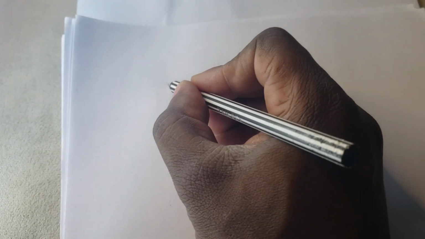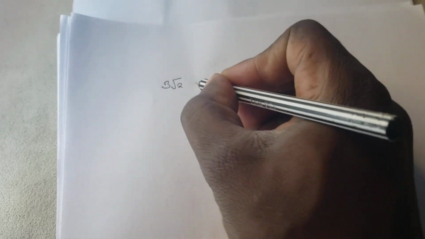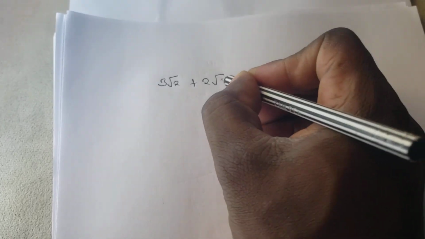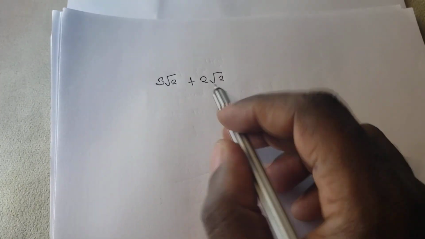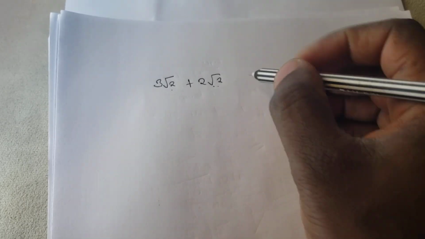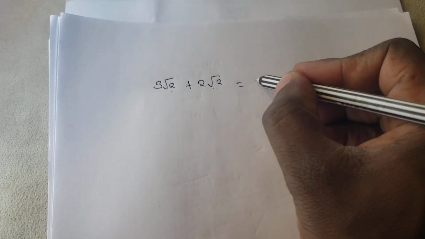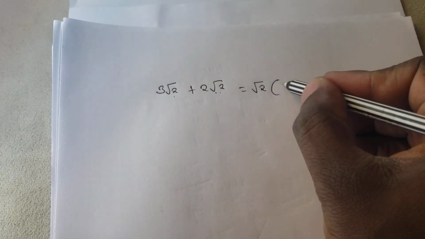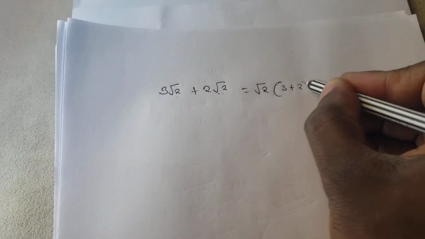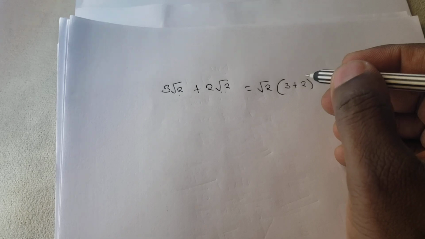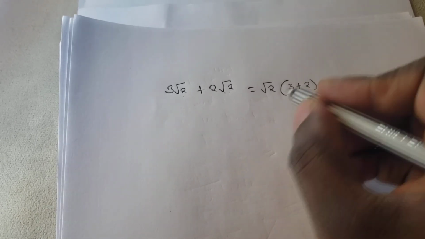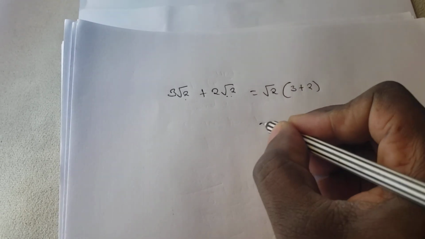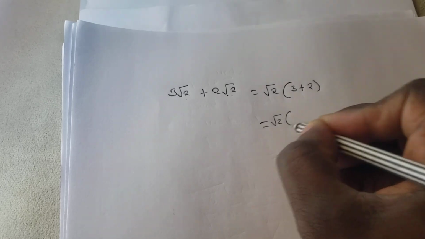This time around, we have this. The one that we looked at, distributive root. We have 3 root 2 plus 2 root 2. How do we get to simplify this? So, since our roots are common, we can factor out the root, okay? So we are going to say root 2, open bracket, then we say 3 plus 2. So what is 3 plus 2? It is 5. So root 2, open bracket, 5.